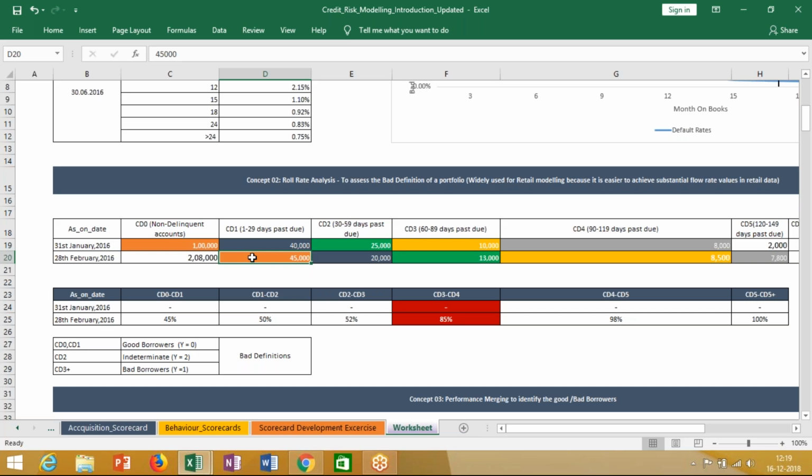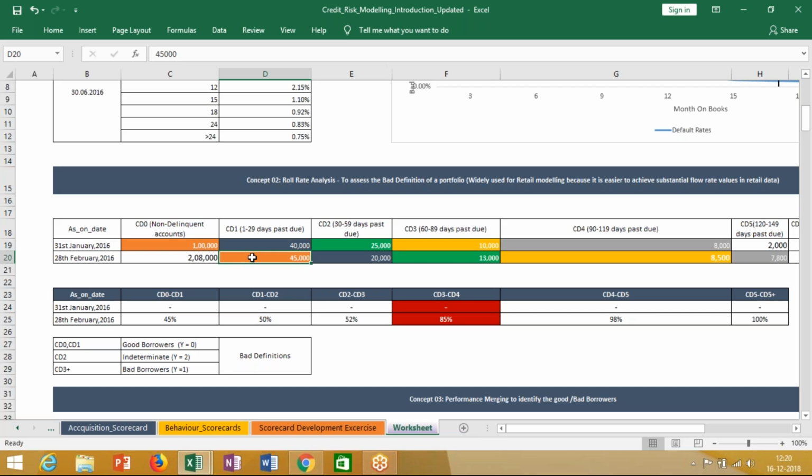In that case, there will be a flow back. So from the 40,000, some accounts will also flow back to CD0. However, we cannot see that directly. If we want to find that out, we have to do appropriate calculations and adjustments. But over here, what we look into is: there was 1 lakh balance, and out of that, some balance has flowed over here.